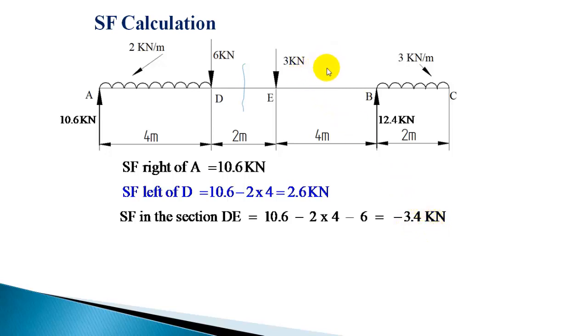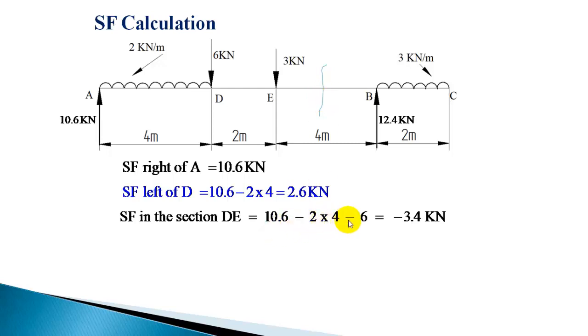Next section you can take EB. Here also shear force is going to be constant. Now in this section shear force, whatever shear force you add for the section DE, minus 3 will be the shear force here. So this minus 3.4 minus 3, that will be the shear force for this section. You can sum up all these forces, which will again give the same result. 10.6 minus 8 minus 6 minus 3, that will give the shear force for this section.